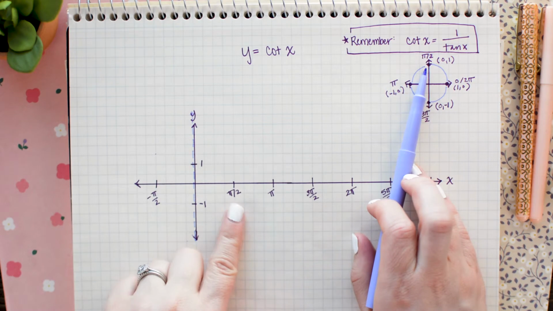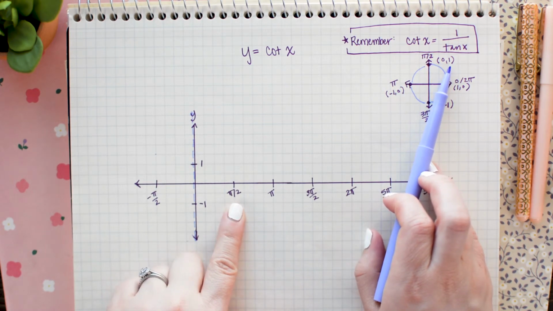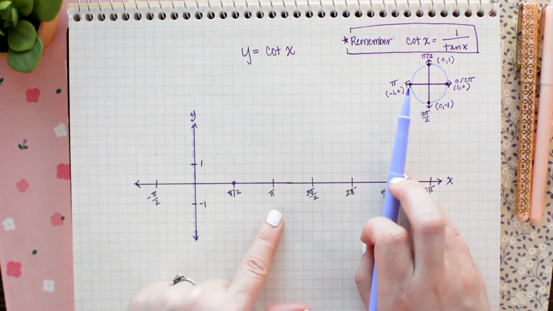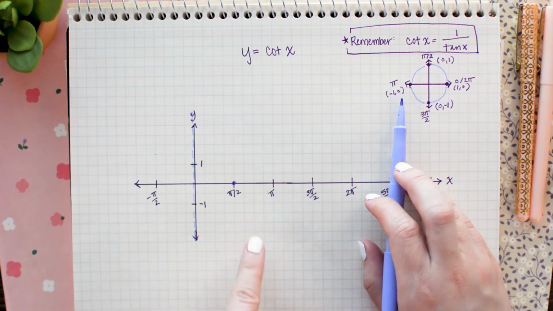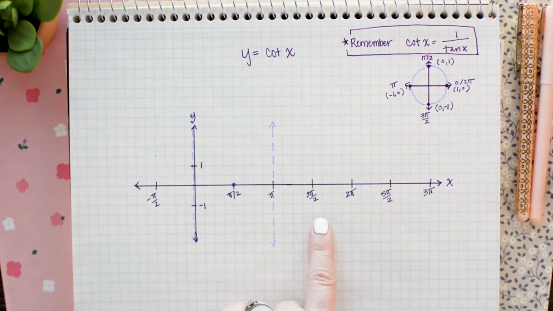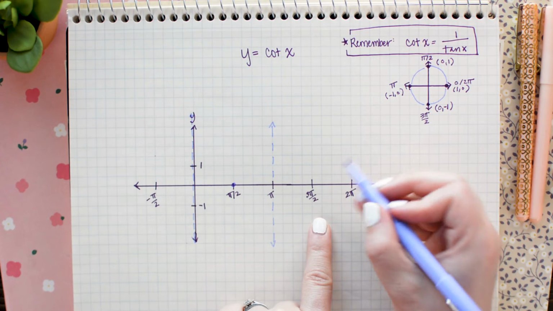Now at pi/2, I take 0 and divide it by 1 and I get 0. So I'm going to go ahead and put a point at 0. At pi radians, I get -1 divided by 0. So I'm going to go ahead and put in a vertical asymptote. At 3 pi/2, I have 0 divided by -1, which is 0.